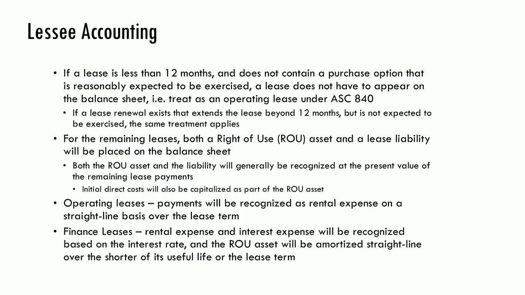Now we have the right-of-use asset, we have this liability. The expense for both the rental and the interest, because remember we're looking at net present value, so there's an interest component, will be recognized based on that interest rate calculation. The right-of-use asset will be amortized straight line over the shorter of its useful life or the lease term.